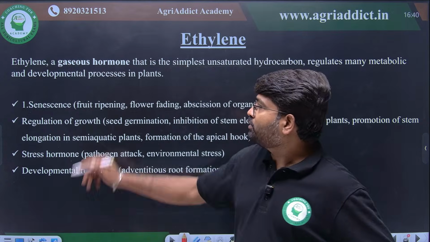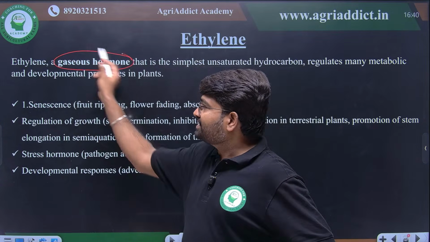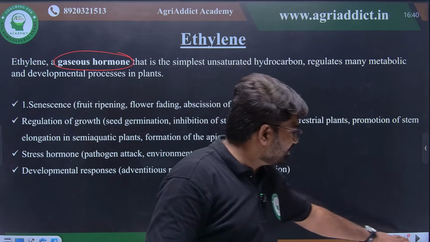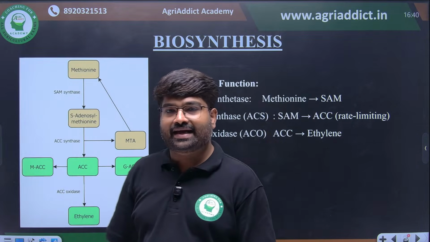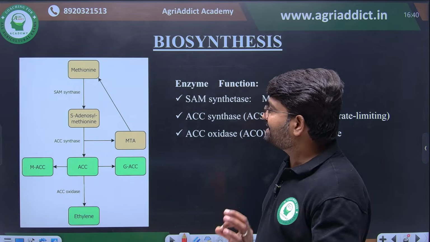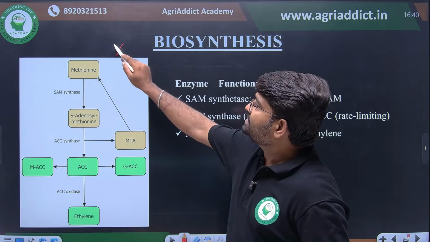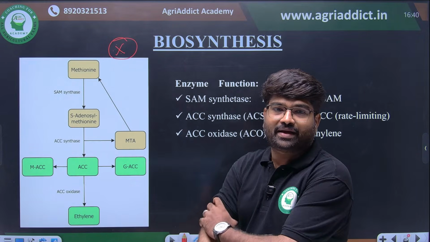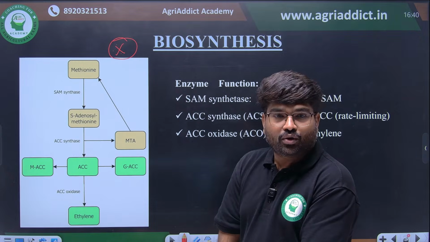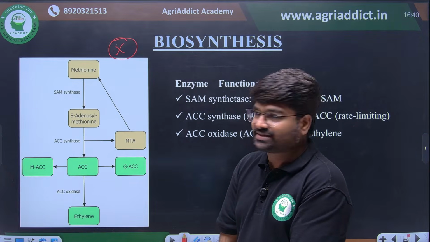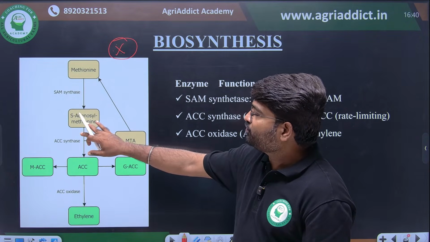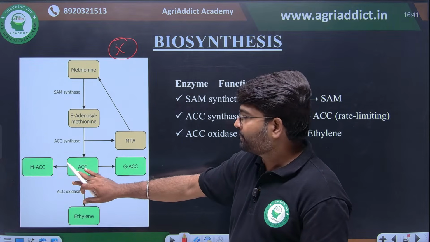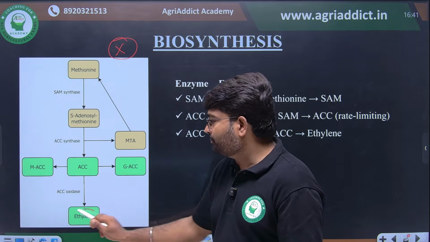Ethylene, the most important thing, is the only gaseous hormone in plants. The physiological functions we will see in the next slide. You have to remember it's a gaseous hormone. The biosynthesis of ethylene is very important. The precursor for ethylene biosynthesis is methionine, which leads to the formation of S-adenosyl methionine. From here, ACC will form, and the ACC will be converted into ethylene.